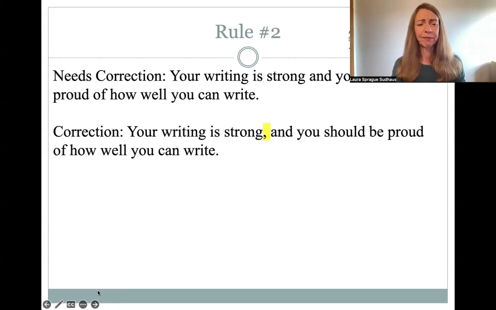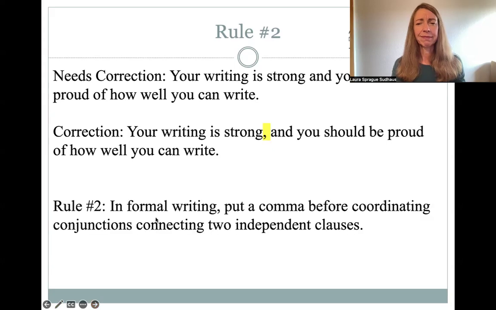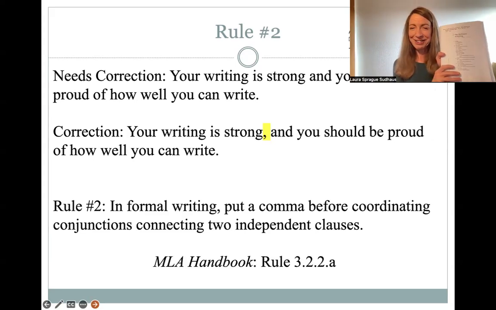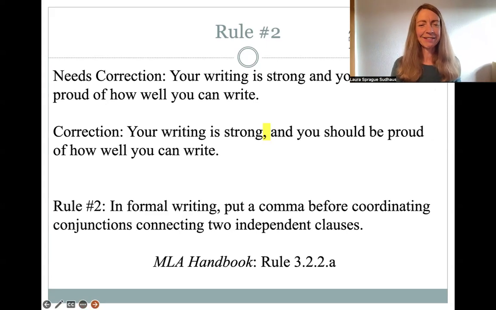What is the rule? Informal writing. So again, this is related to formality. Put a comma before coordinating conjunctions connecting two independent clauses. What you should know is that these first 2 rules are related to academic writing when you have long sentences. If you read a newspaper, you might not see the commas here. They're saving space. If you want to highlight it in your reader, 322A.